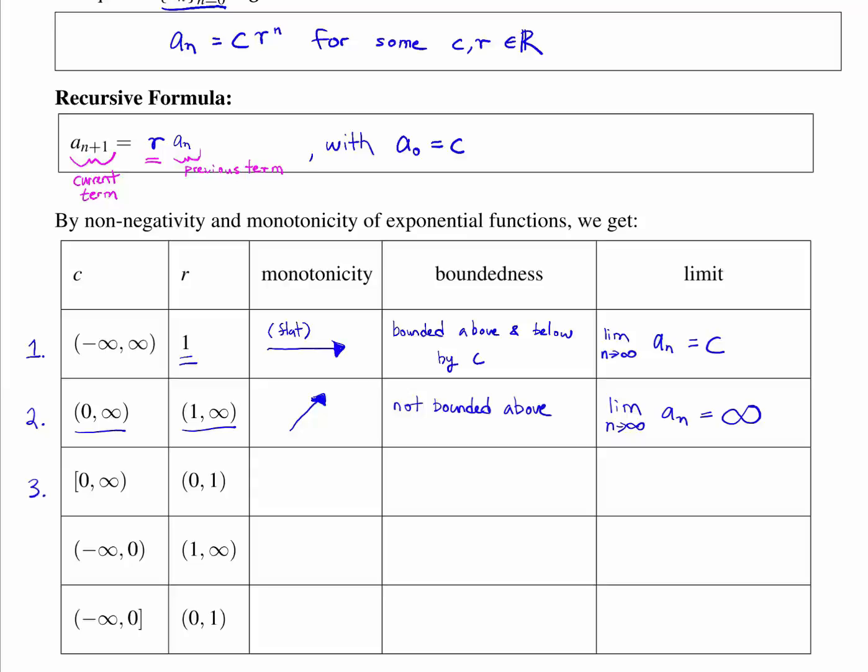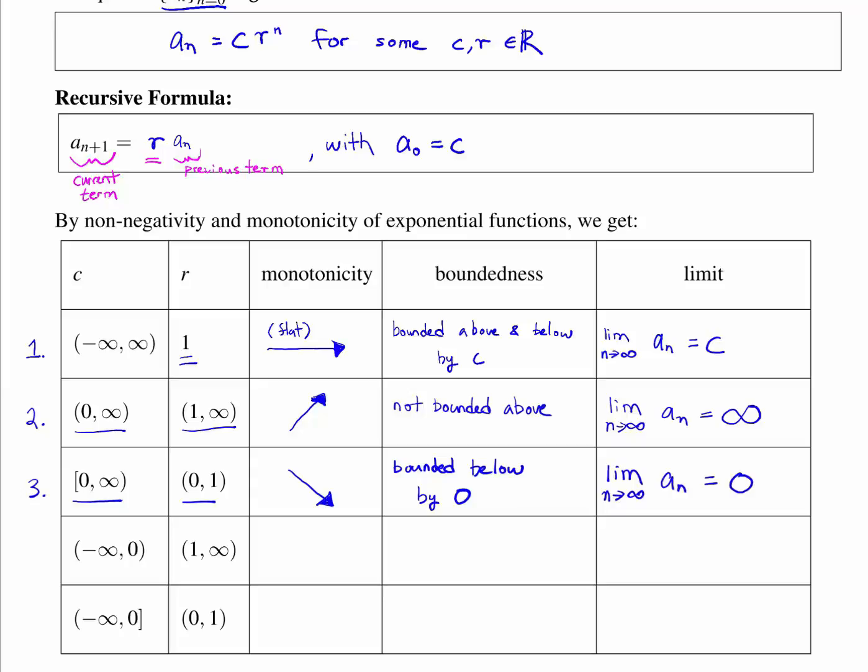The next simplest case is where c is still positive, but r is less than 1. In this case, the exponential function r to the x is decreasing, as is r to the n when we're just looking at the integer values. If we multiply c by r to the n, since c is positive, that will also be decreasing. But this one is bounded below by 0, since the exponential function r to the x is also. And so we have a sequence which is decreasing and bounded below. The tightest bound below is 0, so this limit will be equal to 0.